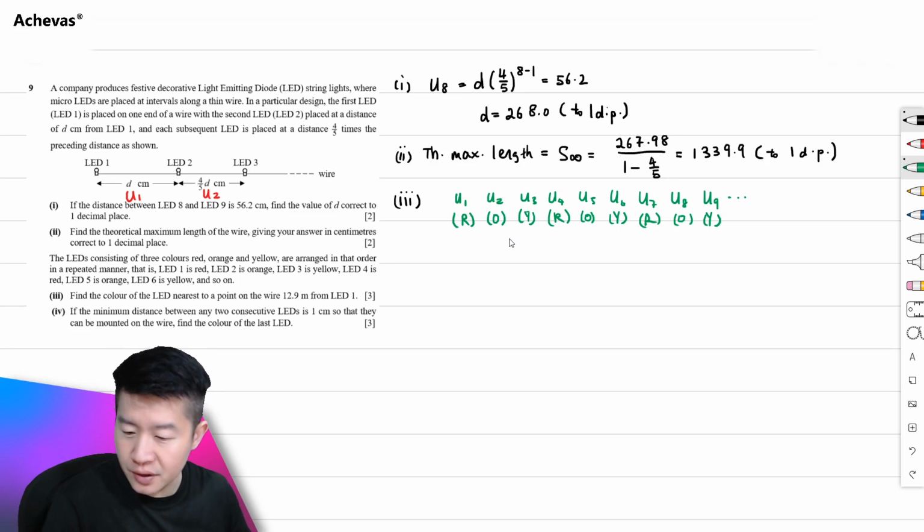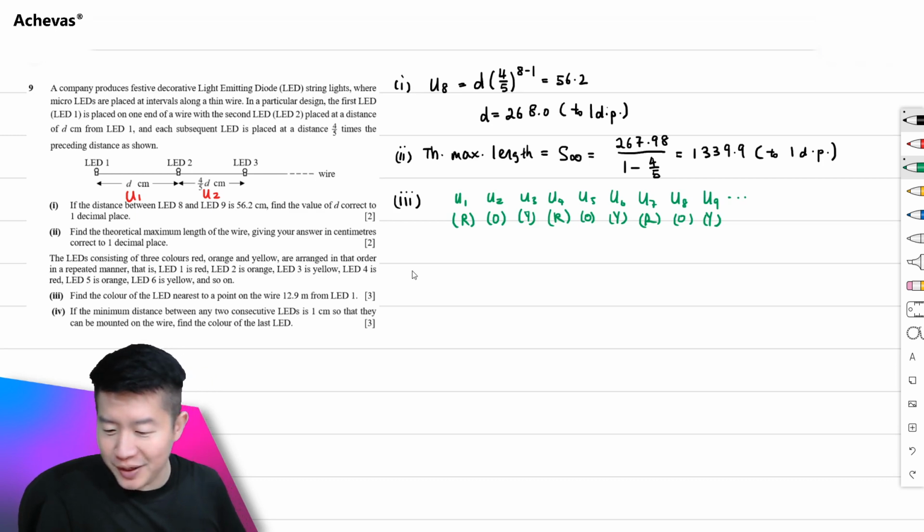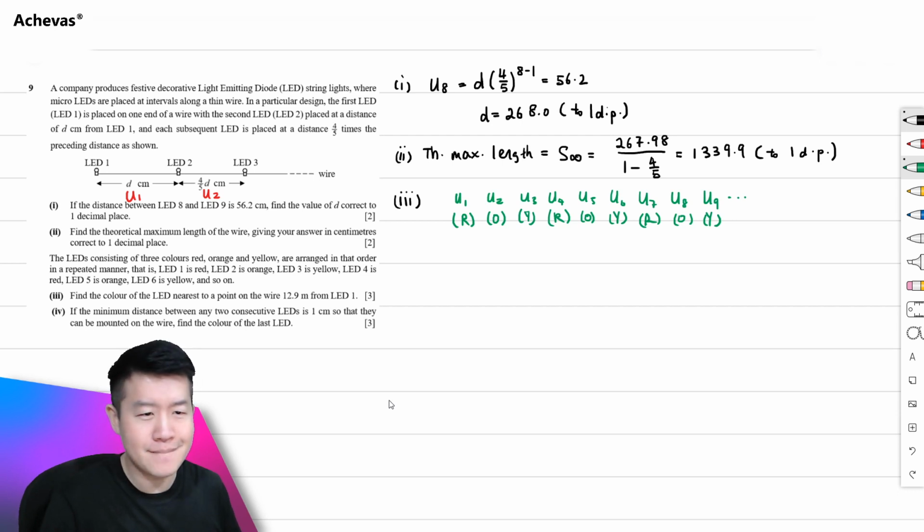The terms of the GP, the consecutive LED lights, do until infinity. Okay, I'm a little bit confused by what you guys are saying. The terms of the GP's distance of the consecutive LED lights. Okay, I assume that is not a question.